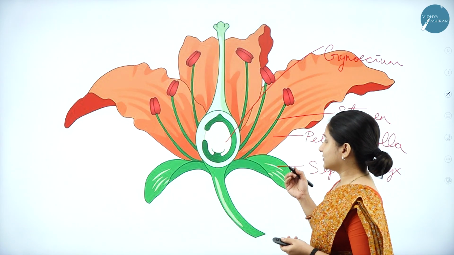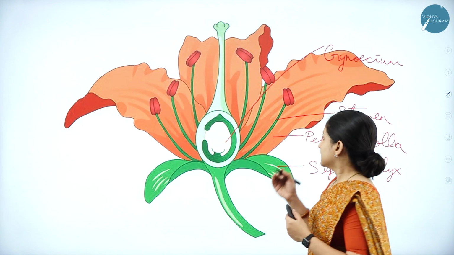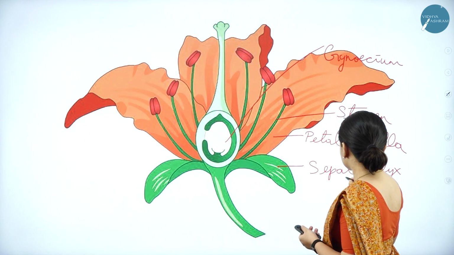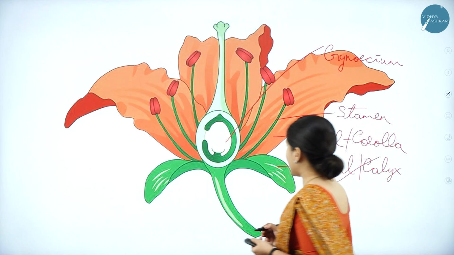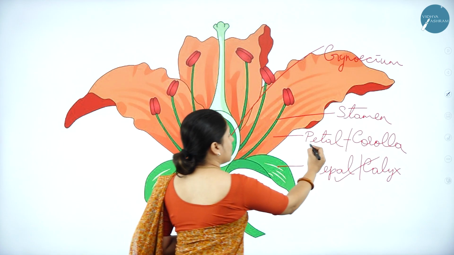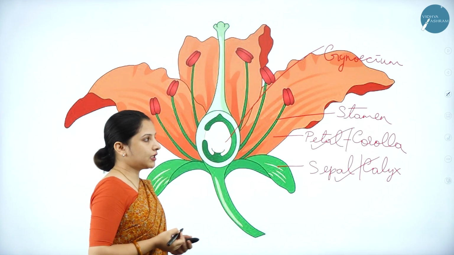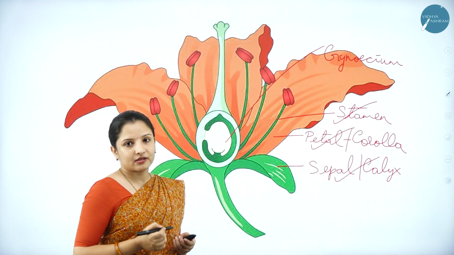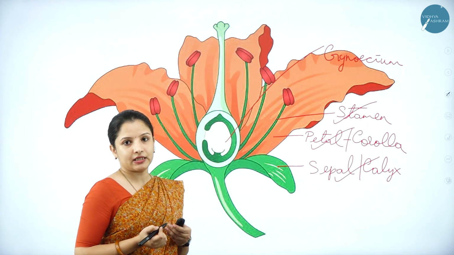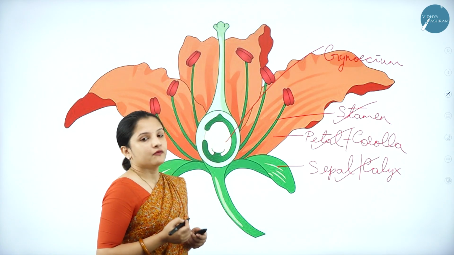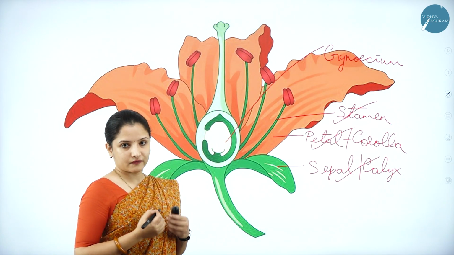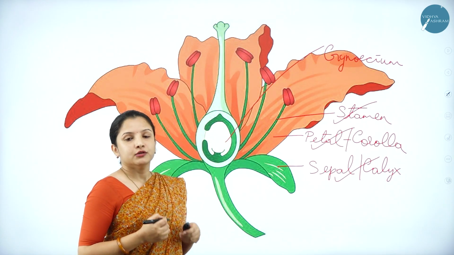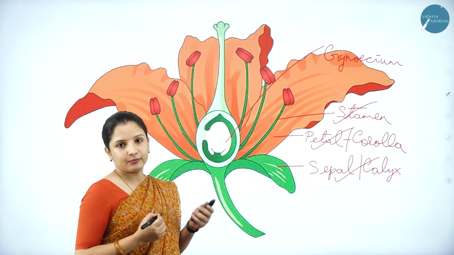So this is about the structure of the flower. To repeat, the flower is made up of 4 important parts: the sepal, which is also called the calyx. Then you have the petal, which is also called the corolla. Then you have the stamen, which is made up of the anther and the filament, which we'll be studying in detail later. And the gynoecium, the female reproductive part of the flower, which is made up of the stigma, the style, and the ovary. Moving on, we'll study in detail about all these.